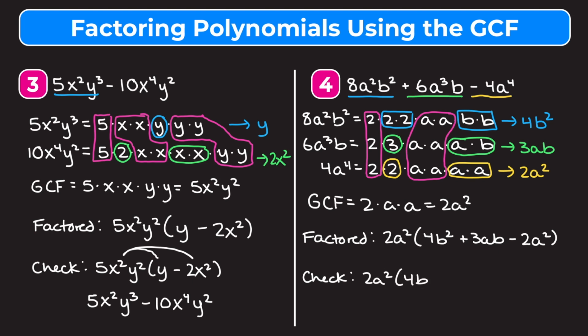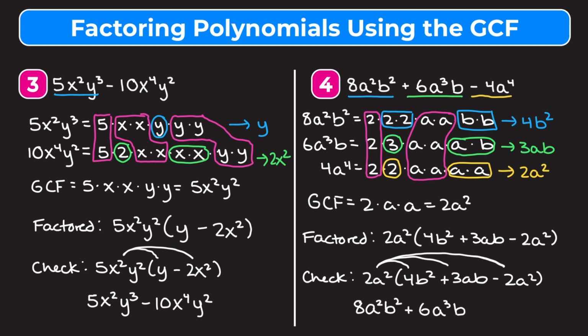So let me quickly rewrite this. And let's distribute. So 2a squared times 4b squared, we're going to multiply 2 by 4 to get 8. A squared times b squared is just a squared b squared. We can't combine them because they're different letters. And now 2a squared times 3ab, we're going to multiply 2 by 3 to get 6. A squared times a is a cubed. B is just b.